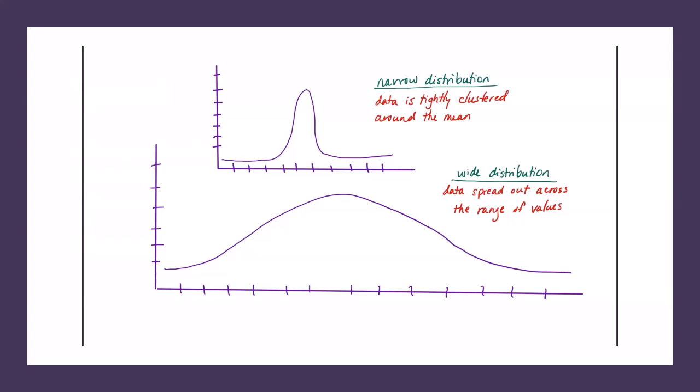And then the lower picture there is a wide distribution. So in it, there is a mean still, but the peak isn't very pointed. The data are spread out across a wide range of values, and that is where it is more widely dispersed.